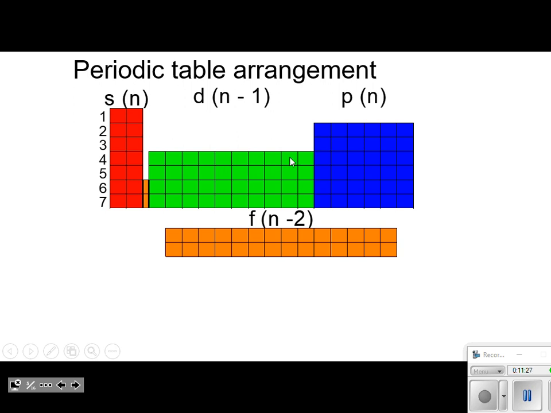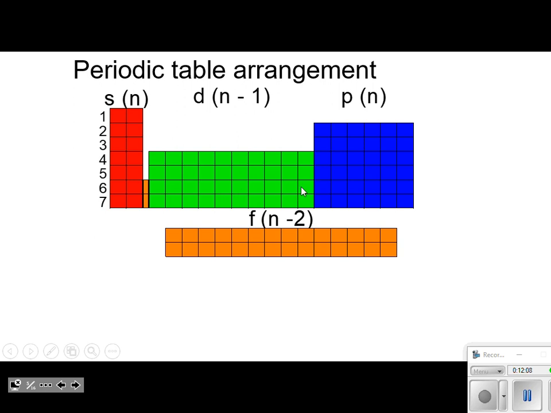So if I look right here, here is my first group of Ds, correct? Well, what is N? These are the N's right here. So my first group of Ds are in the 4th period. So N is 4. What's N minus 1? What's 4 minus 1? 3. So these are really the 3 Ds. Here are Ds. N is 6. What's 6 minus 1? 5. So these are 5 Ds.